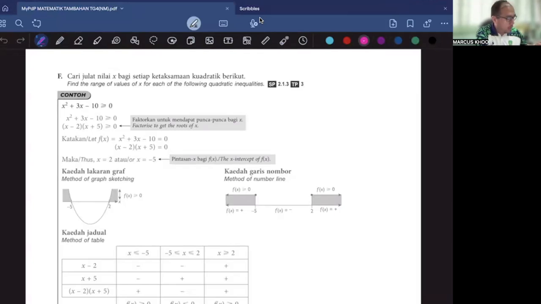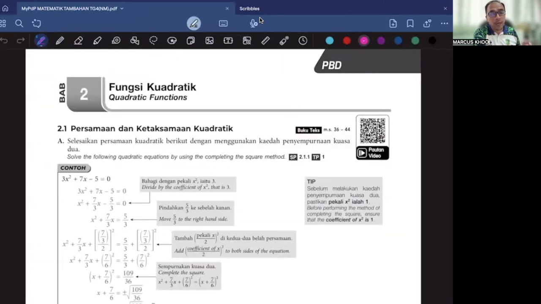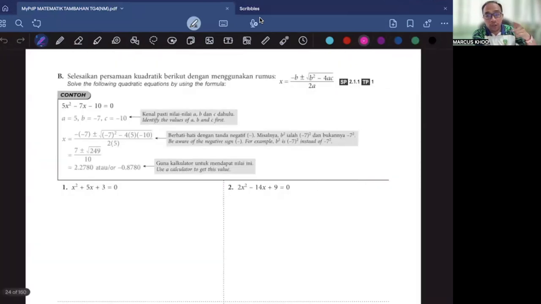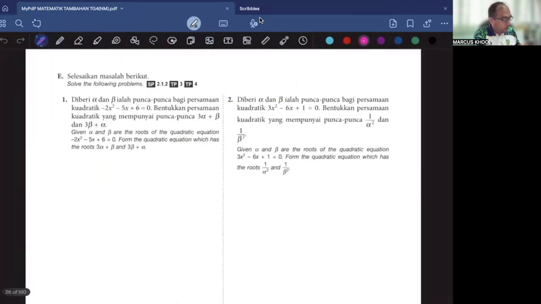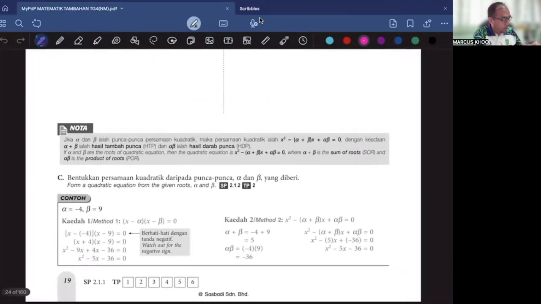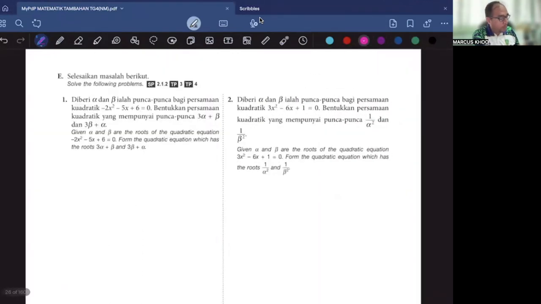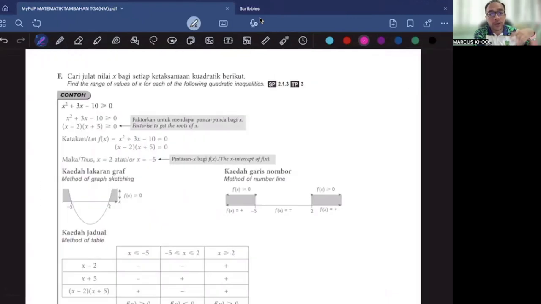We've already studied quadratic equations before this, and we learned how to complete the square. After that we learned how to use the formula, and then we looked at the sum of the roots and the product of the roots, which is this one. So we looked at all these and all the example questions there are. Let's move on to question F.